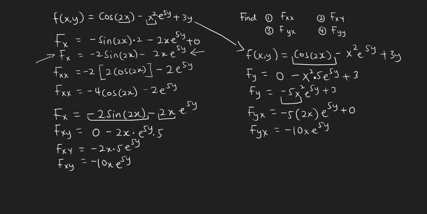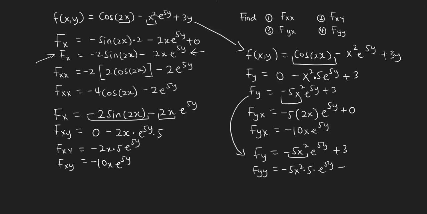Okay, so now let's look at fyy. So let's consider this function here. We have fy equal to minus 5x squared e to the power 5y plus 3. Now let's differentiate this function with respect to y again. We're going to have fyy equals, this is just a constant because it doesn't have any y in it, so we're going to have minus 5x squared. Now let's differentiate e to the power 5y. That's times 5 multiplying e to the power 5y, plus 3.